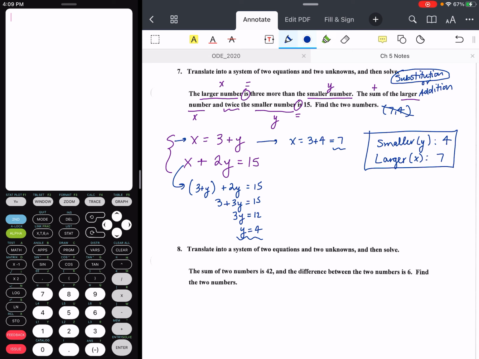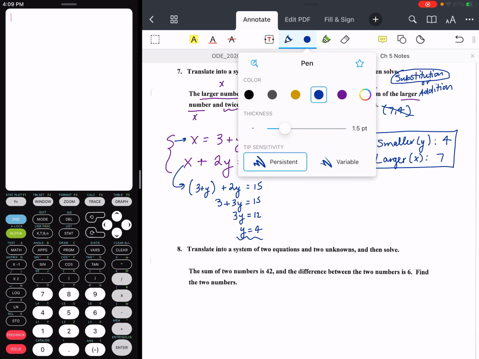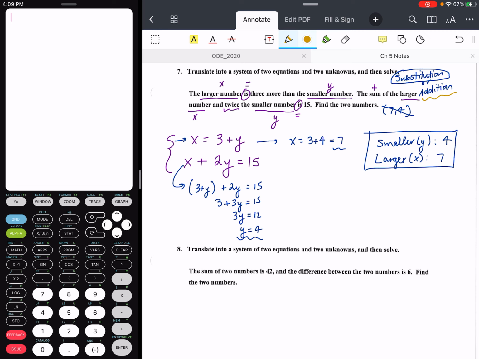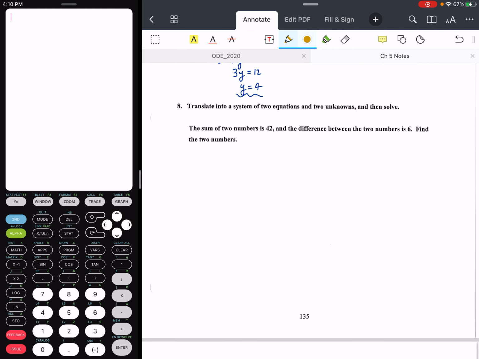And I just want to point out, if you were going to use the addition method to solve this, which you could totally do, just make sure that your first move is to rewrite that first equation in standard form. So you would rewrite the first equation as X minus Y equals 3, and then go from there. Okay, if you wanted to use the addition method, just remember to rewrite in standard form for that first equation.